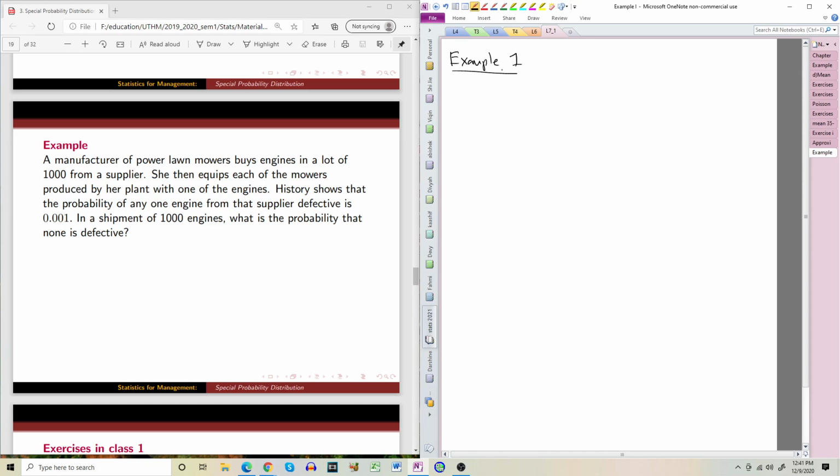A manufacturer of power lawn mowers buys engines in a lot of 10,000 from the supplier. She then equips each of the mowers produced by her plant with the engines. History shows that the probability of any one engine from the supplier being defective is 0.001. In a shipment of 1000 engines, what is the probability that none is defective? First, I am going to solve this question by binomial.